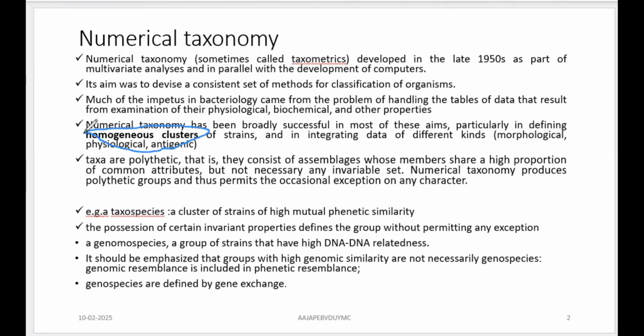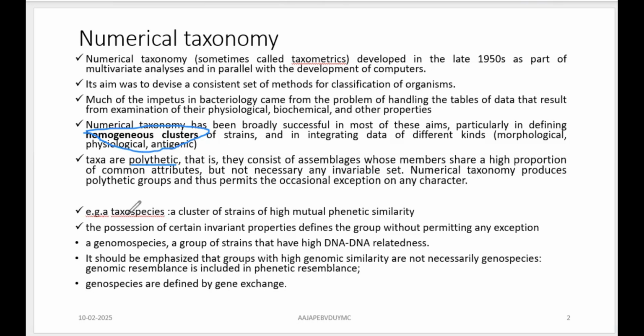Now what comes next is that taxa are polythetic. That is another term. That is, they consist of a group of members which share a high proportion of common attributes. When I say common attributes, that means you are comparing the different parameters, and then you are finding what common things are shared and are to be taken into consideration, right?